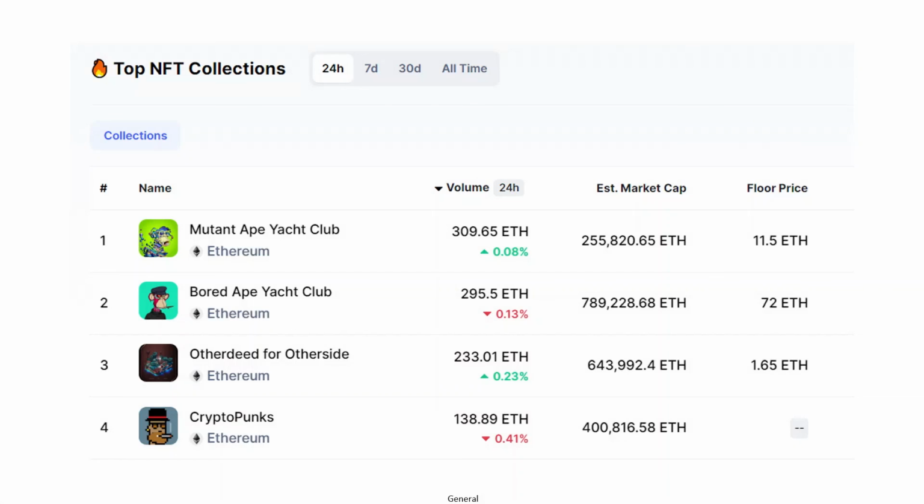These are the top NFT collections that we have: Mutant Ape, Yacht Club, Bored Ape, CryptoPunks, and other NFTs. If you can see their market cap, you can understand their value in the art world. Yes, they are valuable and they get used all over the world.